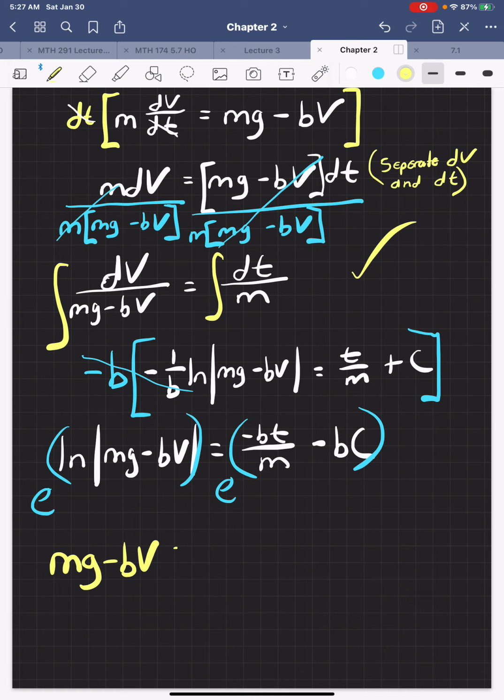And then let's go ahead and write e to the negative bt over m minus bc. Okay, so this next part, I'm going to go ahead and put my parentheses so you know that that's all in parentheses. So this next part's going to take you a second to get used to.